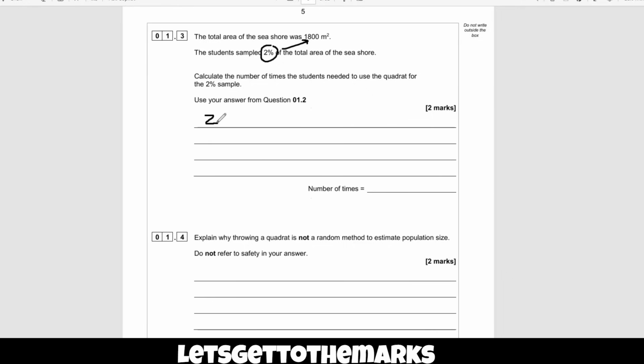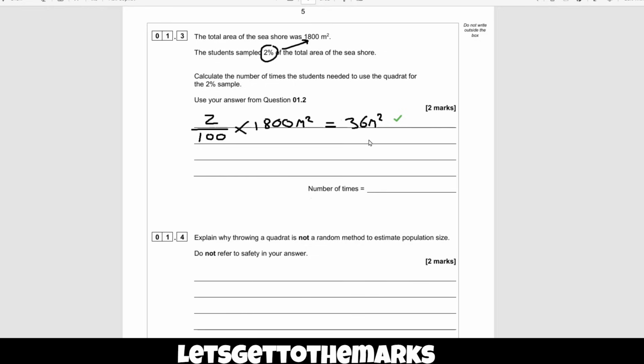When you're timesing by a percentage, you divide by 100, so 2 divided by 100, and then you times the total area. And that is going to give us the area they actually sampled with the quadrat. So we're going to go 1,800 multiplied by 2 divided by 100, or 0.02, and that equals 36 meters squared. So that's going to get you your first mark for working out what 2% of 1,800 is.